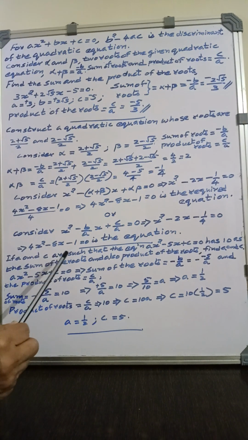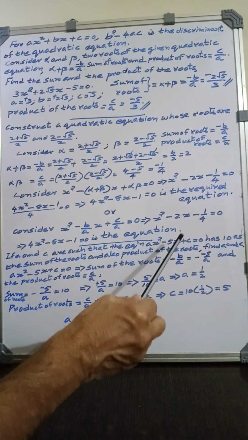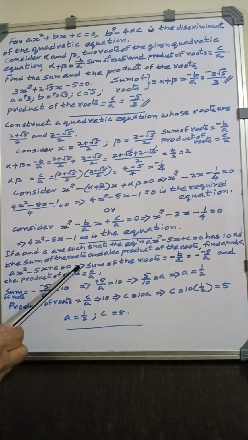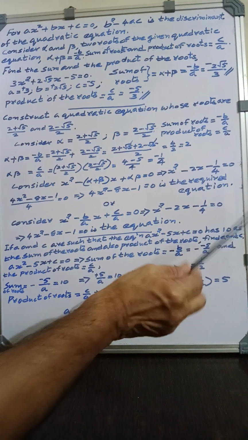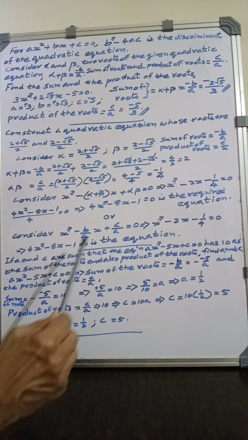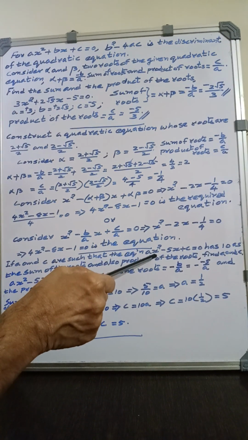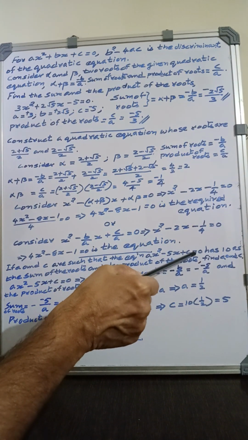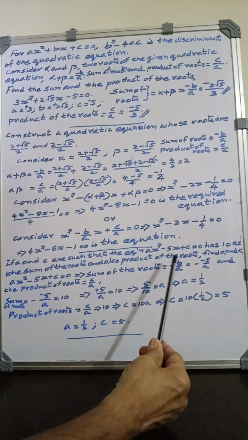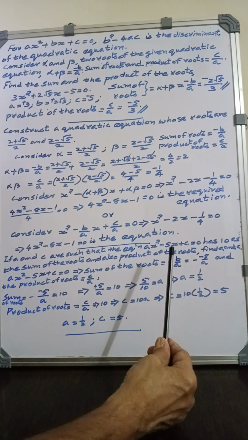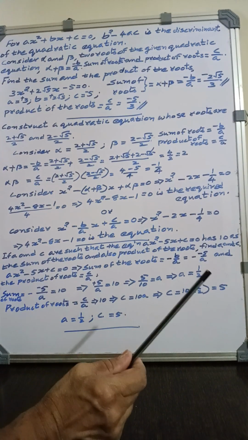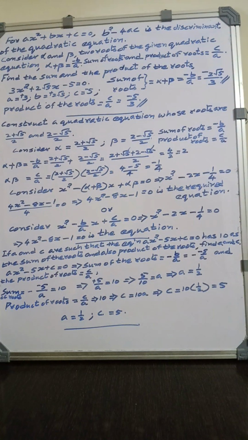If a and c are such that the equation ax squared minus 5x plus c equals 0 has 10 as the sum of the roots and also the product of the roots, find a and c. In this question, the sum of the roots and the product of the roots are equal, and both are 10. Find a and c.